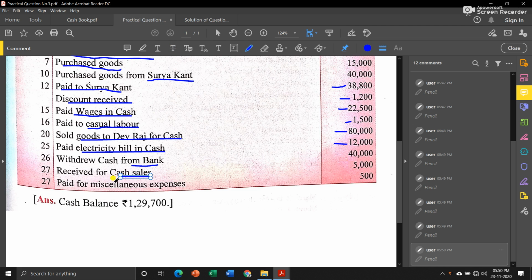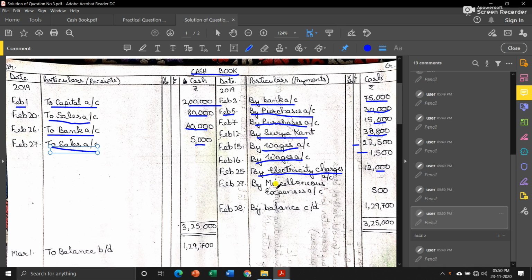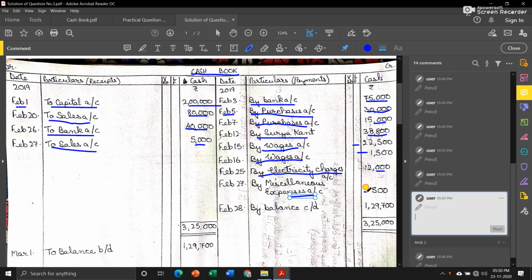And last, paid for miscellaneous expenses. That means we paid for miscellaneous expenses in cash rupees 500. So we will record it in credit side by miscellaneous expenses account rupees 500.